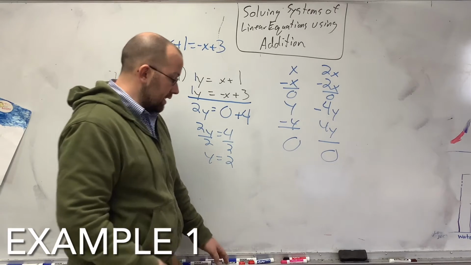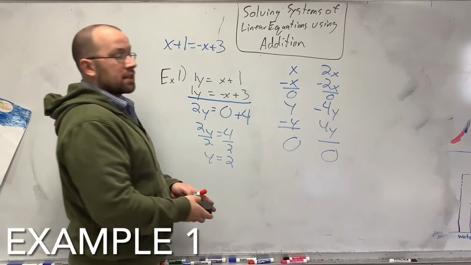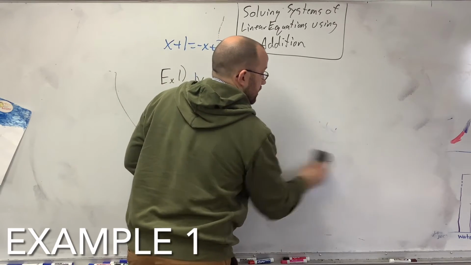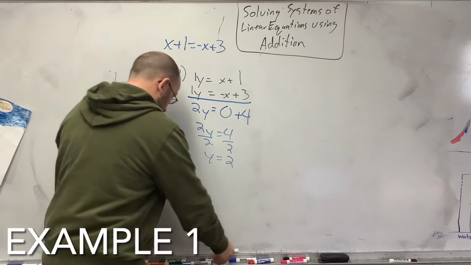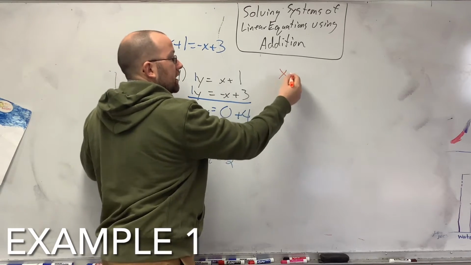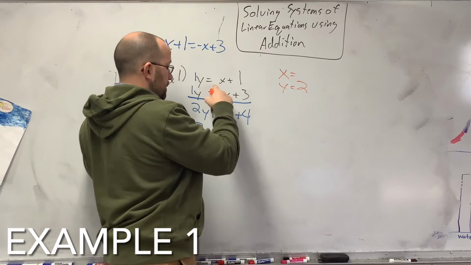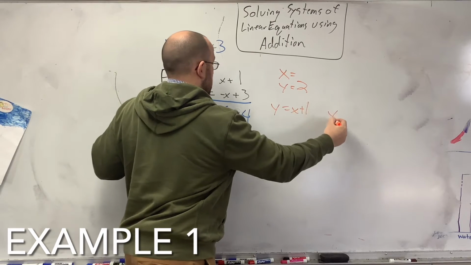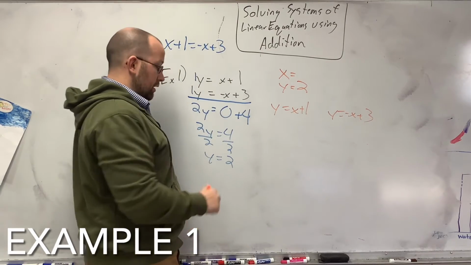Now the second part of this is exactly like what we did with substitution. We solved for one variable, and then we plugged it in. And that's what we're going to do here. We're going to plug this into the equation. I know my y equals 2. So now I'm going to plug it back in. I plug it in for both just to check myself. You don't have to plug it into both equations, but it's just a suggestion.